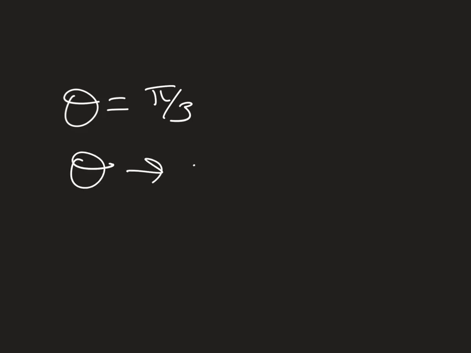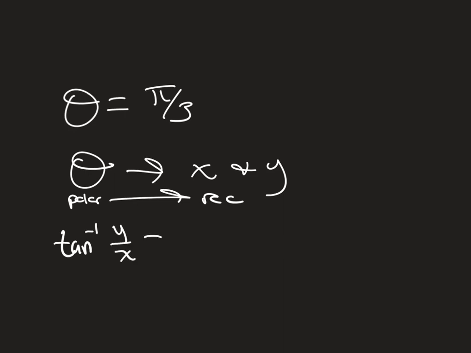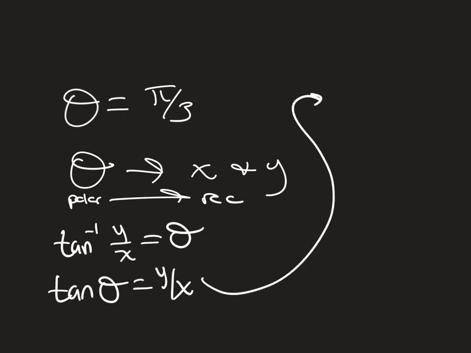So this one's a little bit trickier, just a little bit. I have theta equals pi over 3. So I have a theta, and I want to go to x's and y's because this is polar to rectangular. The equation we have for that is arctan of y over x equals theta. But I'm going to go back to the original where it says tangent of theta equals y over x. And here's why. I'm going to plug in tangent of pi over 3, because that's what my theta was equal to, equals y over x.